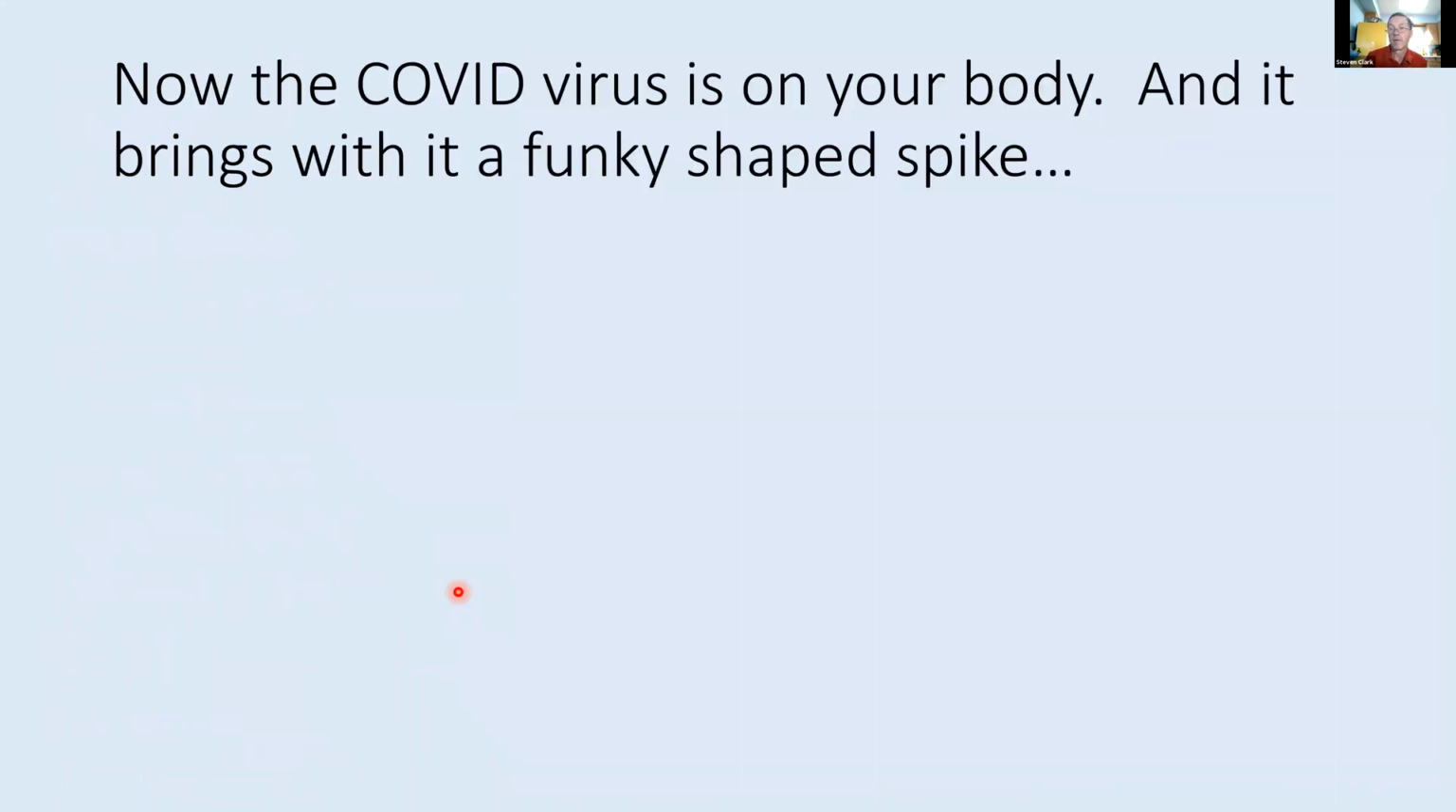So here's where we are now. COVID virus is in your body, and it brings with it that funky corona spike. That's the key. The spike is the thing that hooks onto the ACE2 receptor and gets drawn in.